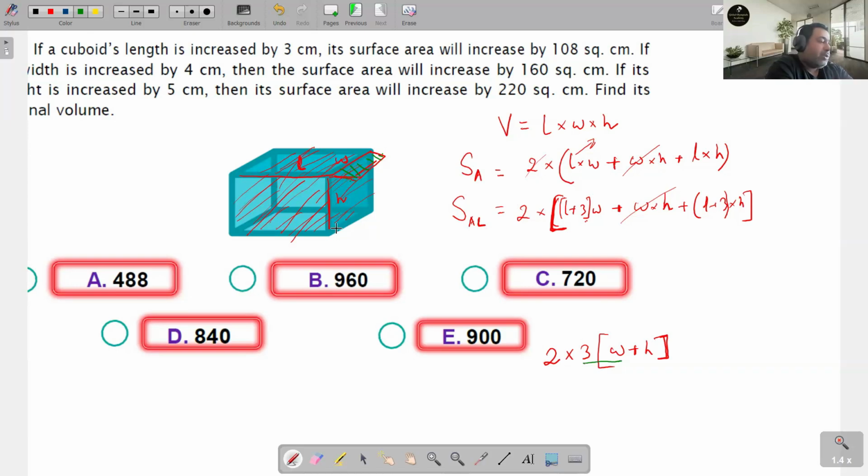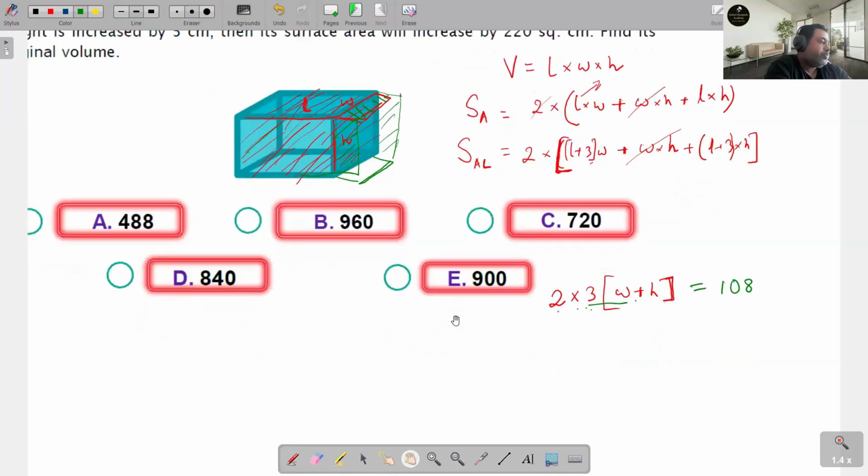3 into W, and the same will be increased over here also. Okay, so it will be again 2 into 3 into W. And similarly for the height as well. This surface area over here will increase by this part, which is 3 into H, and the back side also will increase by this much, correct, which is 3 into H, right? So this is the increase of the total surface area if the length is increased by 3 centimeters. And this is given as equal to 108.